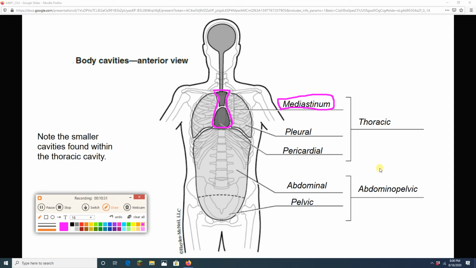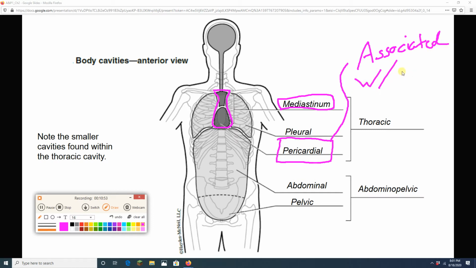Now, we find the heart in the mediastinum. Okay, so there is a cavity associated with the heart. That cavity is called a pericardial cavity. The name kind of gives it away. Peri, around; cardio, heart. So associated with the heart, we are going to have a pericardial cavity. So in our thoracic cavity, we've got two pleural cavities, one on each side. And medial to them, we have a region called the mediastinum. And in that mediastinum, associated with the heart, we have a pericardial cavity.